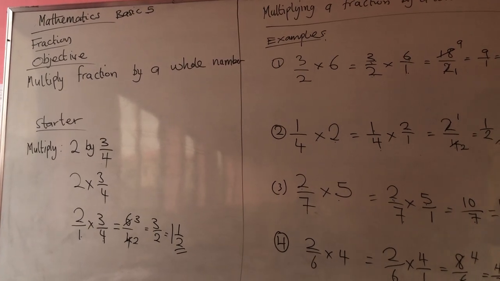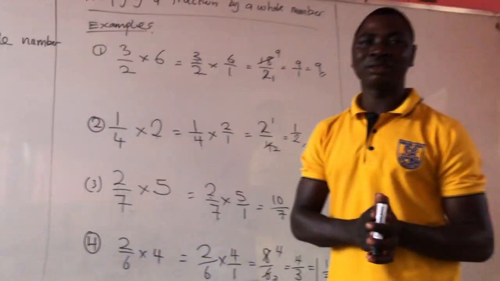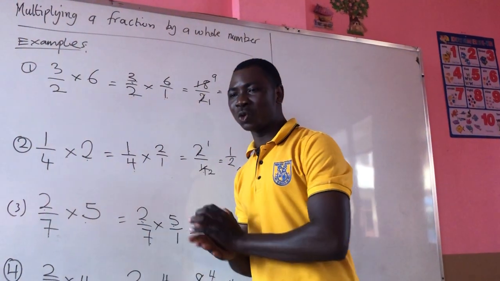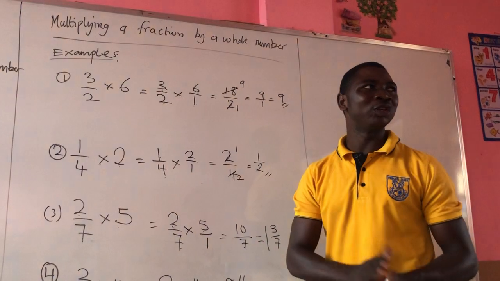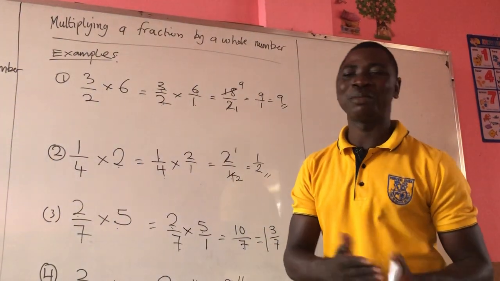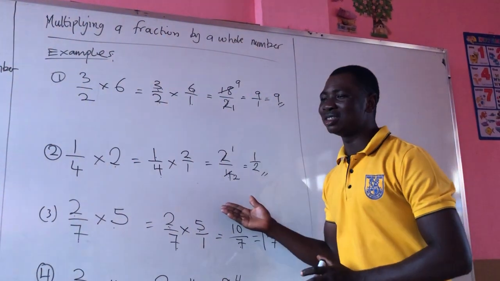You know that anytime you see a whole number, we divide it by 1, divide that whole number. So just do 1 under it. And then multiply the numerator by numerator, and then denominator by denominator. I hope you can do this.